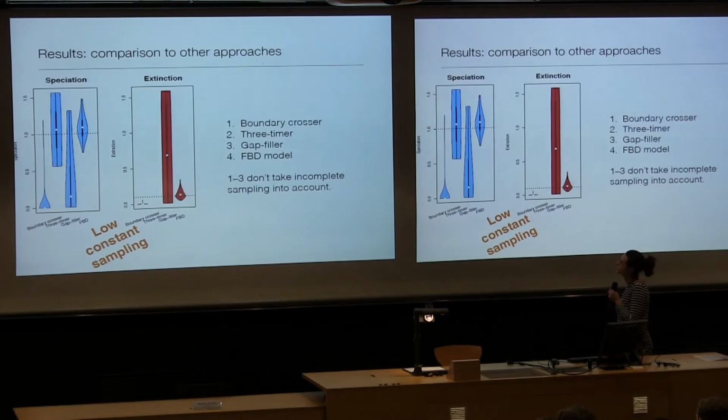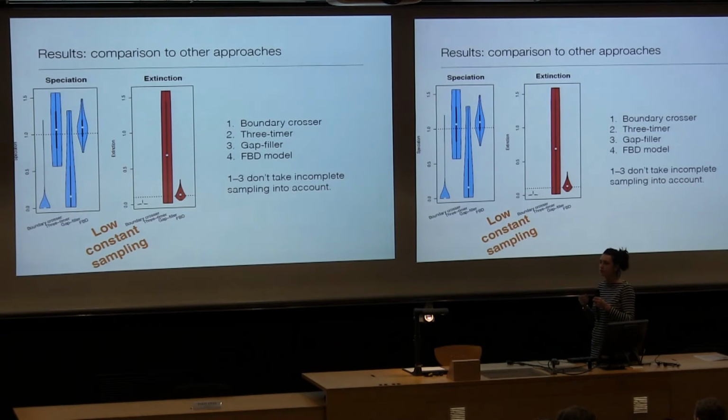And we also compared the method to three fossil-based alternatives, the boundary crosser, three-timer, and gap filler approaches. And I should point out that these first three approaches don't take incomplete sampling into account in the estimation of the rates. They also assume that the data is uniform, but the data is filtered before the estimation of speciation and extinction rates.